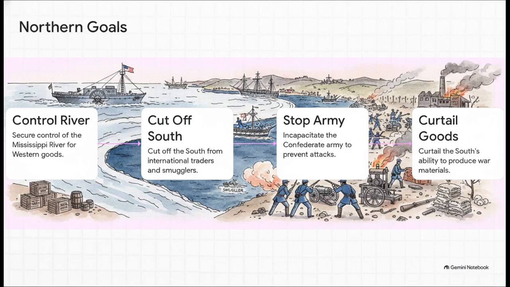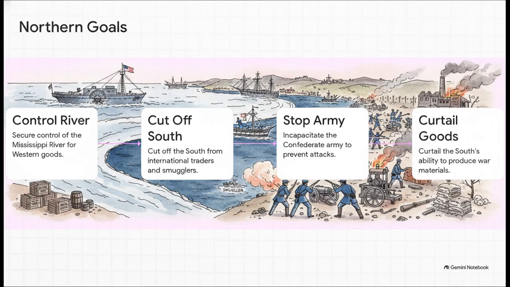Let's see how you did. According to the National Archives, the North had to systematically execute these 4 steps. First, secure control of the Mississippi River so Western goods could move freely. Second, cut off the South from international traders and smugglers who were trying to aid their war effort. Third, completely incapacitate the Confederate Army to stop any northward attacks, like the one that famously happened at Gettysburg. And fourth, curtail the South's ability to produce goods and war materials.